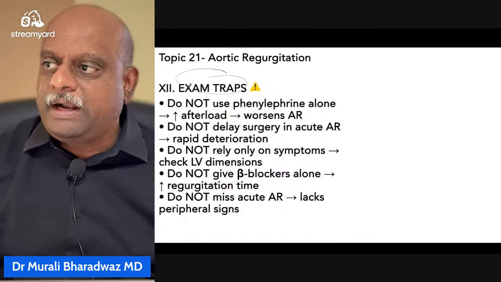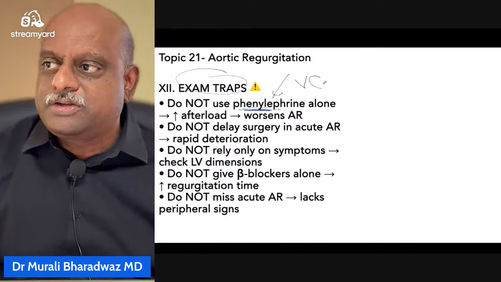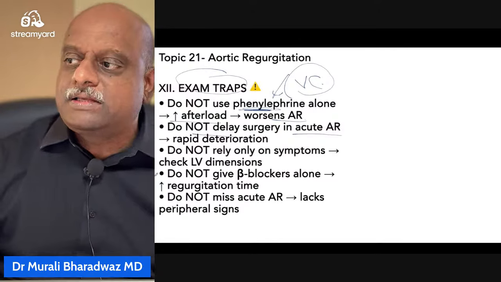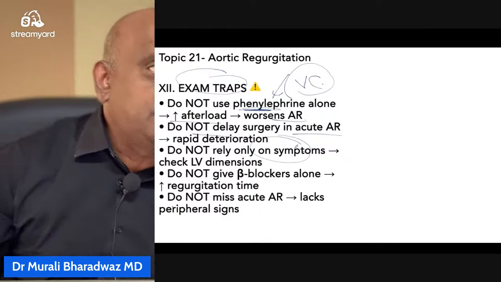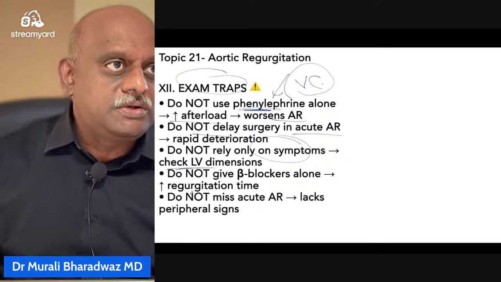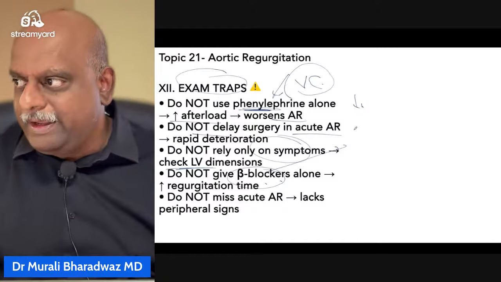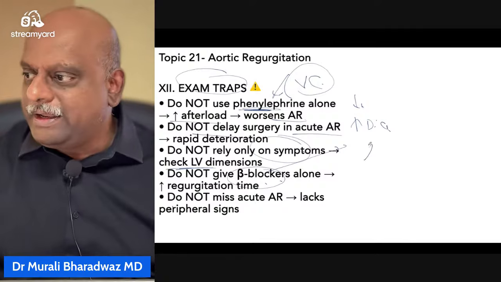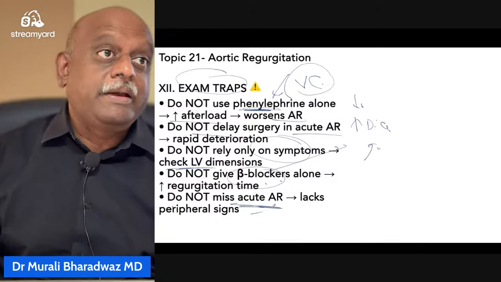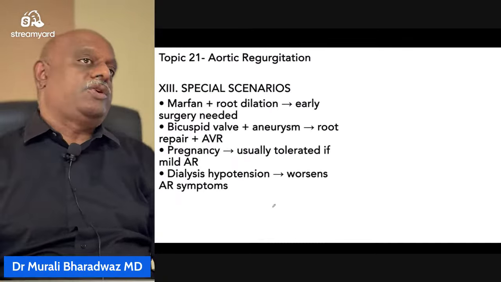So what are the important exam traps? Never use phenylephrine because it is a vasoconstrictor, which increases afterload and worsens AR. And in acute AR, never delay surgery. Don't rely only on symptoms. There may be an asymptomatic patient whose LV is failing. So check LV dimensions. Don't give a beta blocker. Beta blocker will decrease the heart rate, increasing diastolic filling time. That increases the regurgitation. Do not miss acute AR because peripheral signs like wide pulse pressure will not be a feature of acute AR, is what you need to remember.